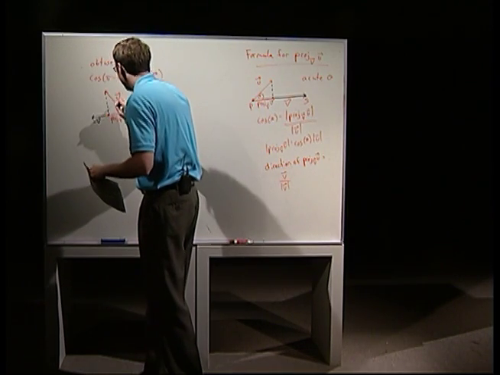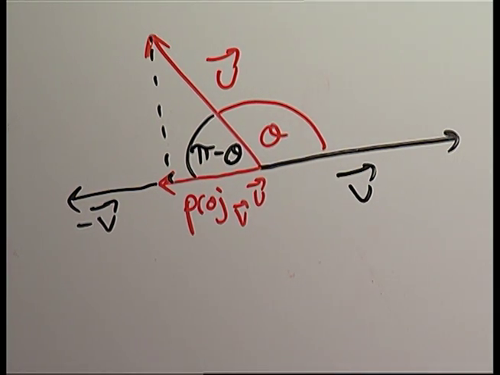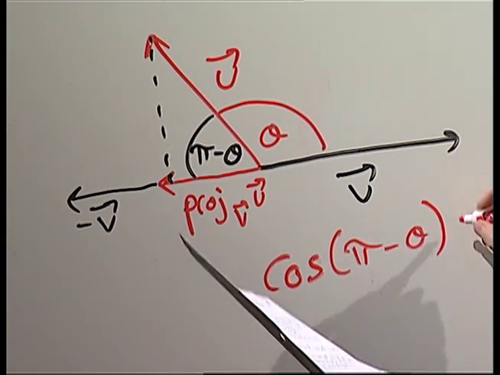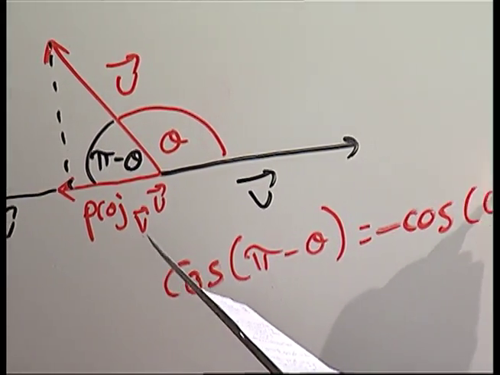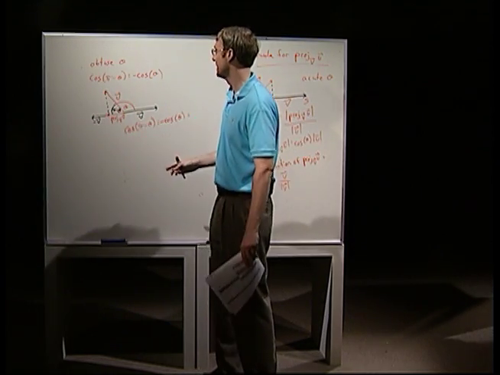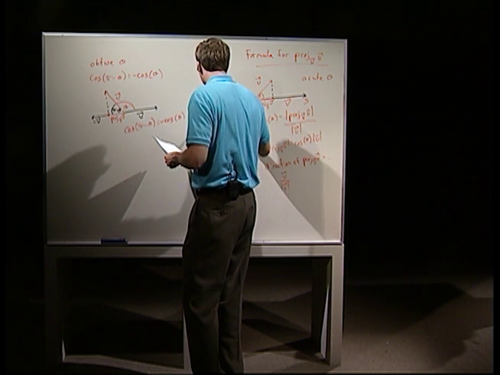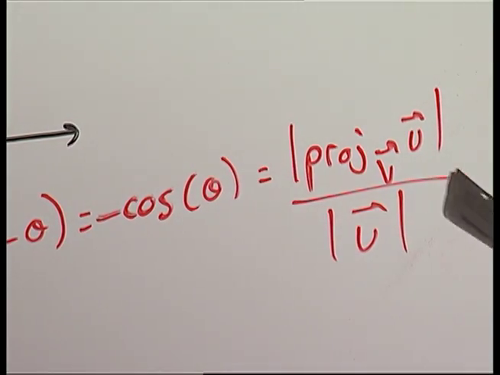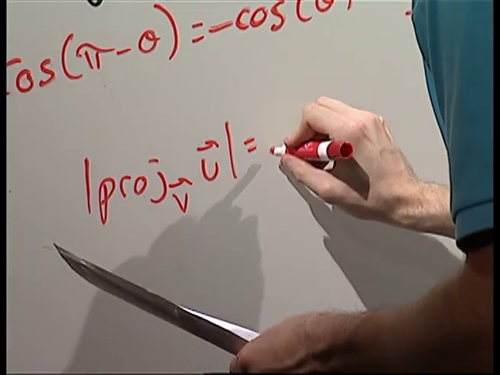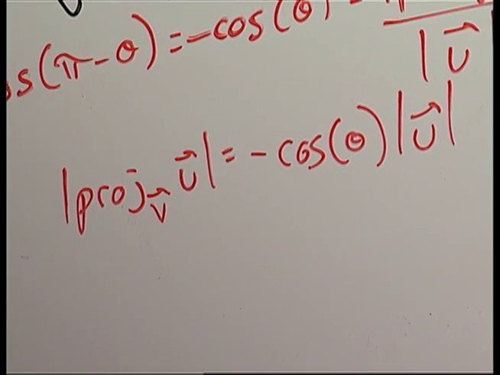And this angle here is pi minus theta, right? The whole angle is 180, so pi minus theta and theta are complementary angles there. So I have cosine of pi minus theta equals minus cosine theta, right? And cosine of pi minus theta is again adjacent over hypotenuse, right? So again, this is the length of the projection over the length of u, right? So in this case, the length of the projection is minus cosine theta times the length of u.